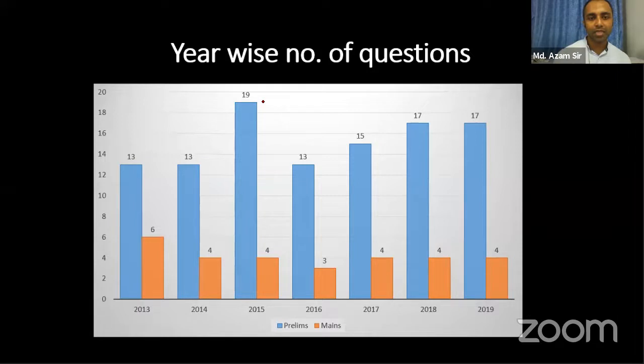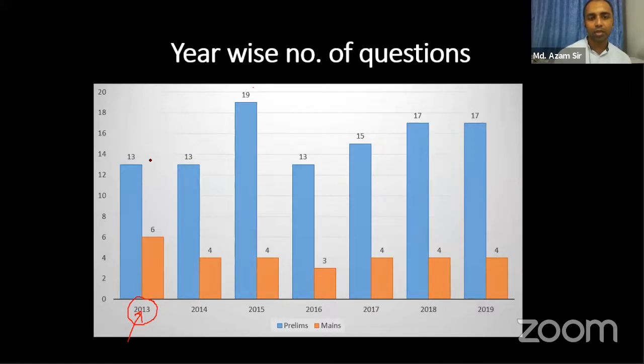You can see in the last 7 years, I'm taking 2013 as the reference year, because from 2013 UPSC actually changed the syllabus and has maintained it since that time. So you also have to follow this 2013 syllabus unless there is a new notification and a big change in it. Since 2013, the syllabus hasn't been changed.